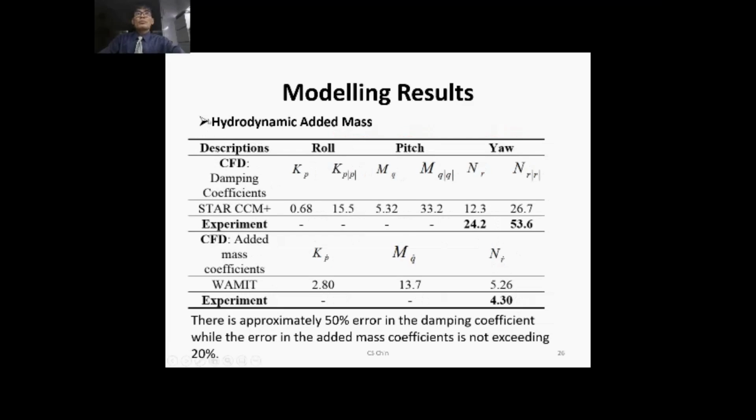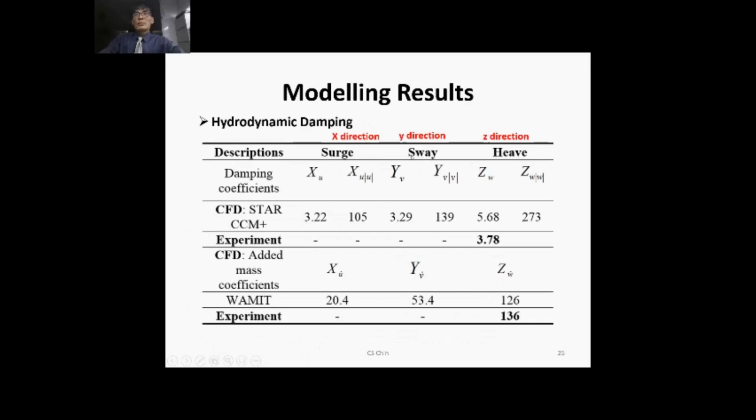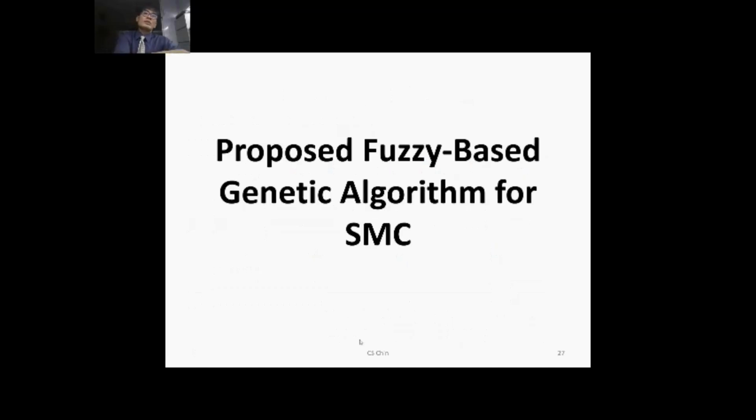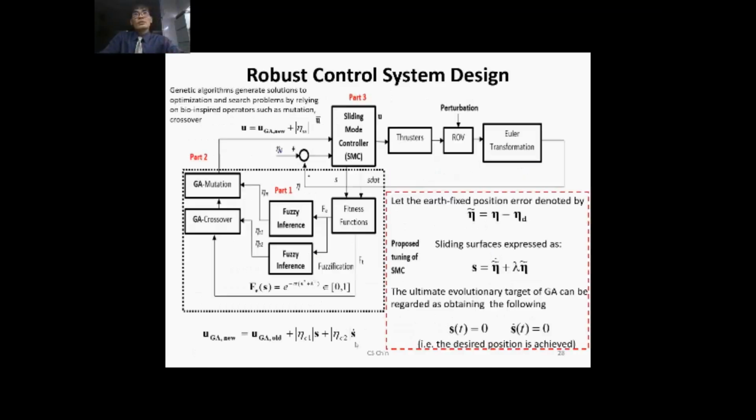We also compute the hydrodynamic added mass. As you can see from here, you will see the values obtained from the experiments for the yaw direction, the damping coefficients, as well as the added mass as such. There is approximately 50% error in the damping coefficients, while the error in the added mass coefficients is not exceeding 20%. So you can see that the error in the damping coefficients can be quite large as compared to the added mass coefficients. Hence we propose the fuzzy-based genetic algorithm for the SMC.